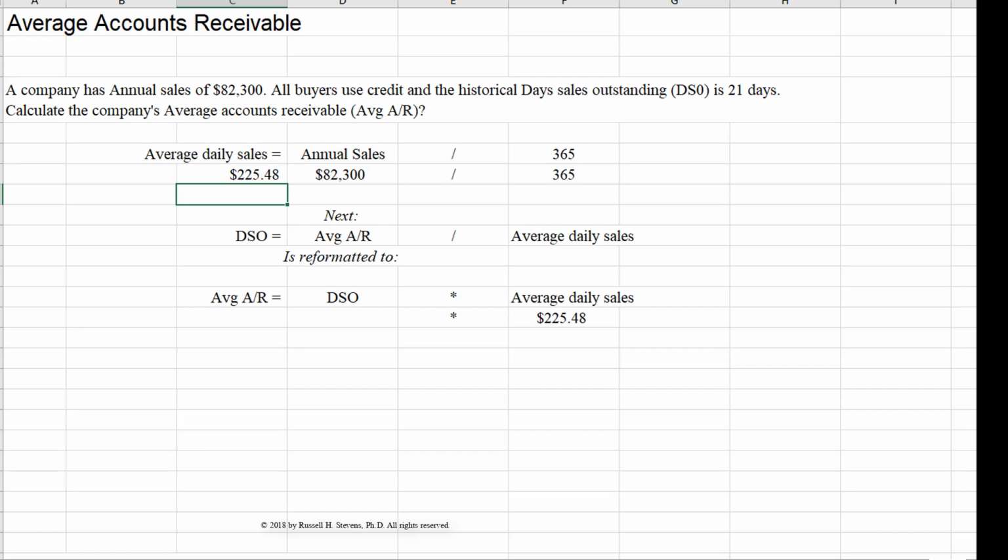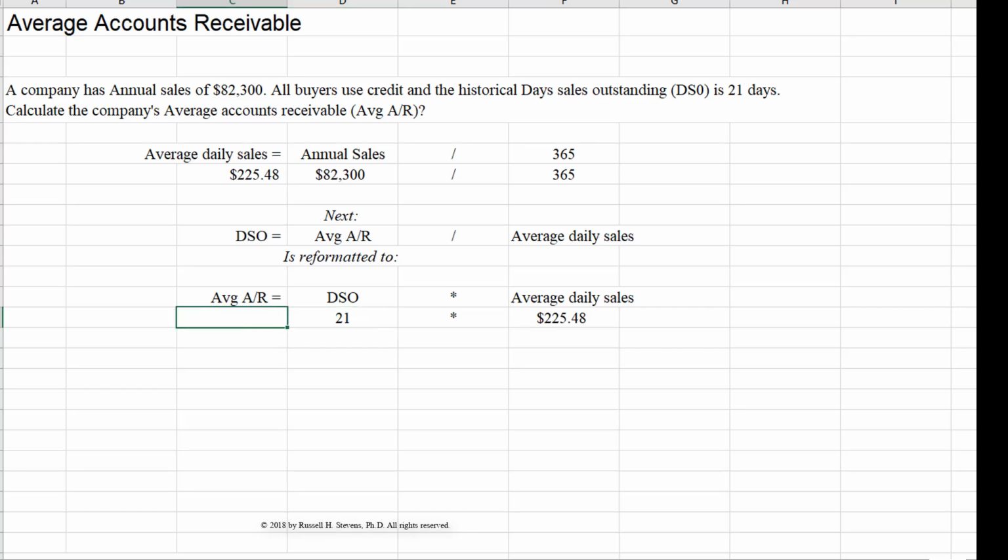Notice that the DSO formula is a couple of lines down. It is reformatted 3 lines farther down, and the reformat is what needs to be used here. In the reformat, the $225.48 of daily sales has already been entered using a cell reference. Highlight the workbook cell directly under DSO and type in 21.